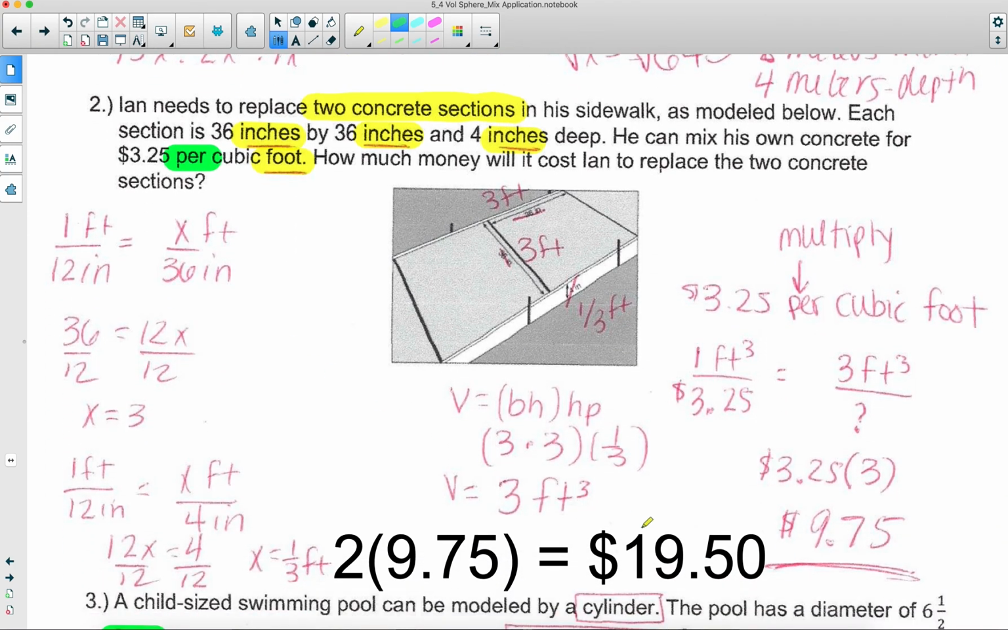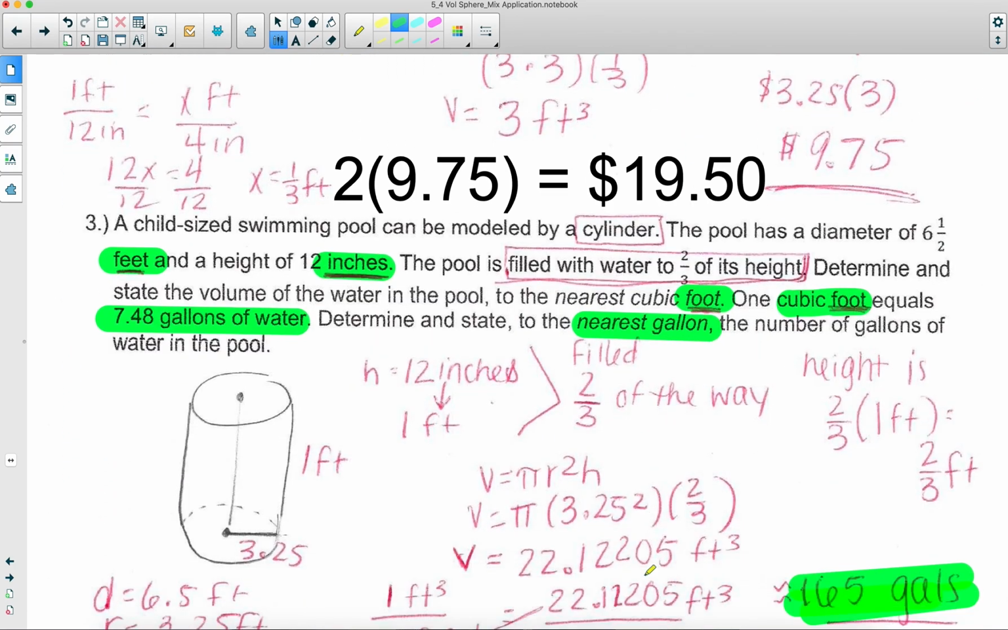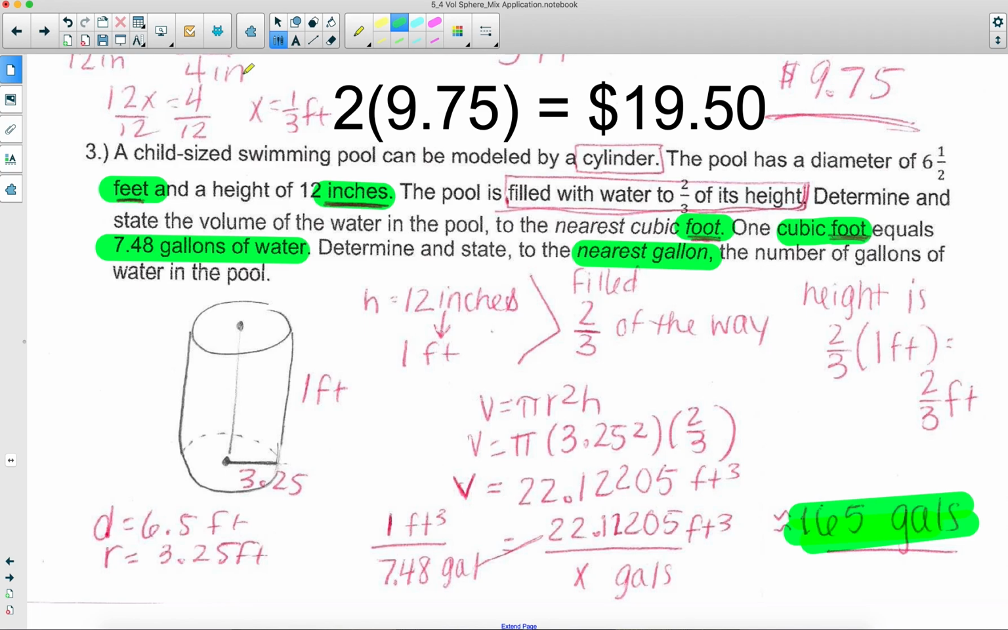Number 2, we did have to fix because we know that the final answer is 19.5 since there are 2 concrete sections, so please make sure that you have $19.50 there. Okay, so this finishes up a sphere and the real world application questions.